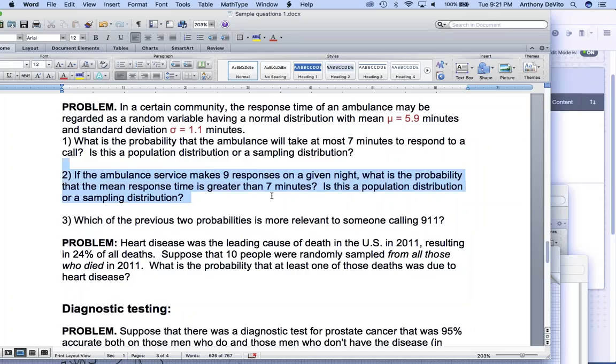Now, is this a population distribution we're dealing with or a sampling distribution? Anybody want to hazard a guess? Right, that's a sample distribution.